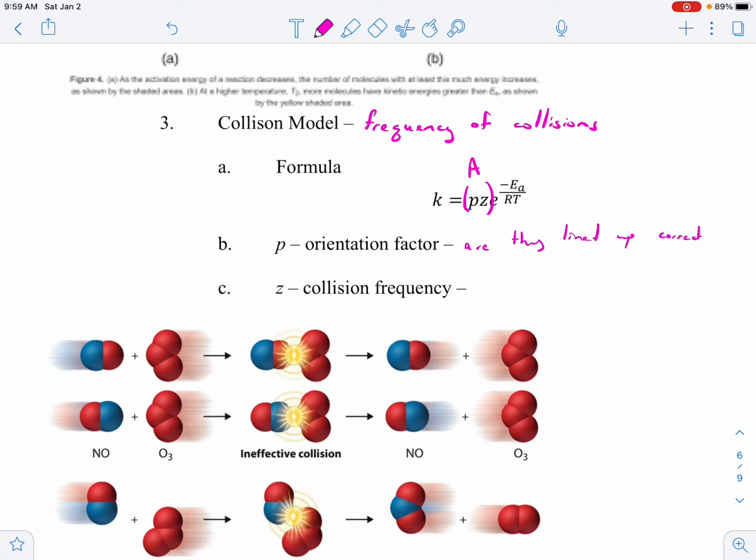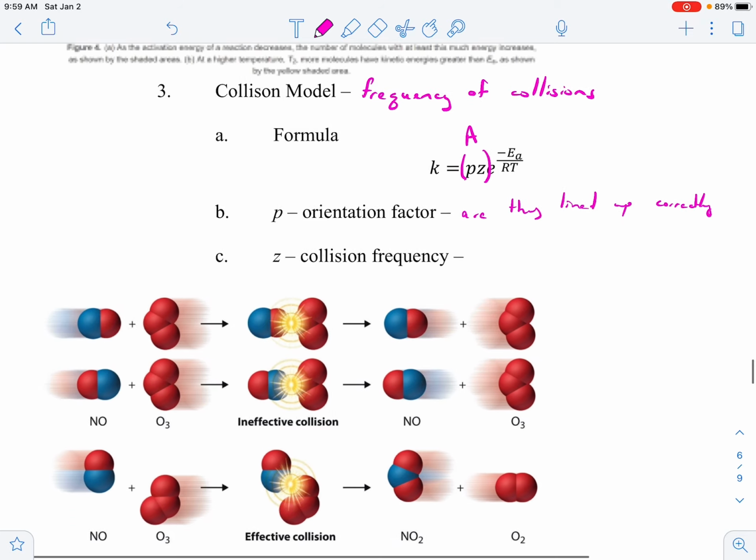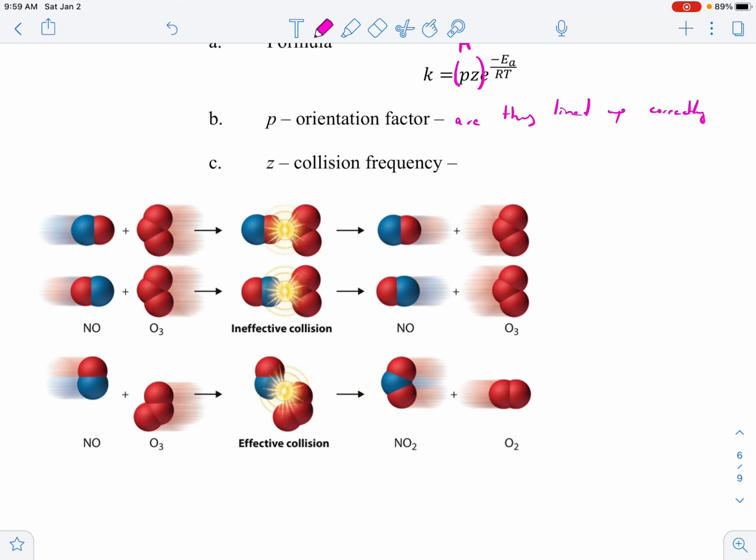Let's take a look at that picture below real quickly. What we have here is NO plus O3. In the first two pictures, they're not lined up correctly, so we will not have a reaction. They'll just bounce off and go back to their normal stuff. So not only do we have to have enough energy, but they also have to be lined up. We'll talk about that later with catalysts and how they help them line up. In the last picture, they're better lined up, and this is where we get our reaction. So it has to be about whether they are lined up correctly. And then Z, our collision frequency, is how often they are hitting with enough energy.